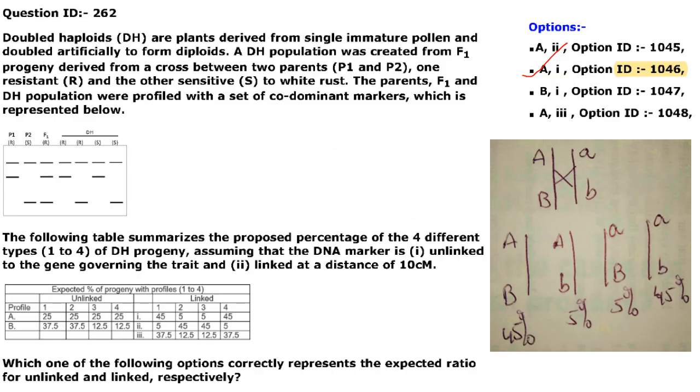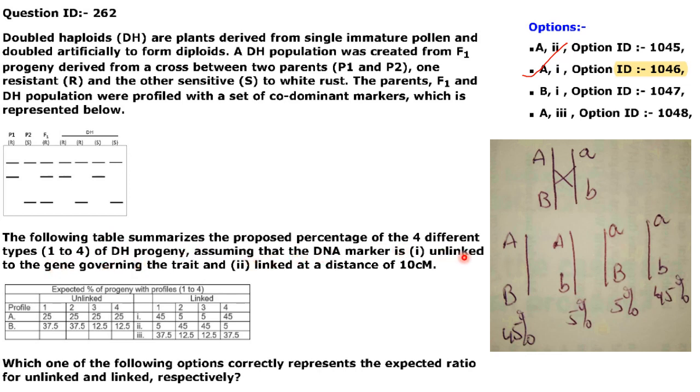Then next one. Double haploids are plants derived from single immature pollen and doubled artificially to form diploids. A double haploid population was created from F1 progeny derived from a cross between two parents P1, P2, this is the F1 progeny, one resistant and the other sensitive to white rust. The parents F1 and DH population were profiled with a set of codominant markers which is represented below. The following table summarizes the proposed percentage of the four different types 1 to 4 of double haploid progeny.